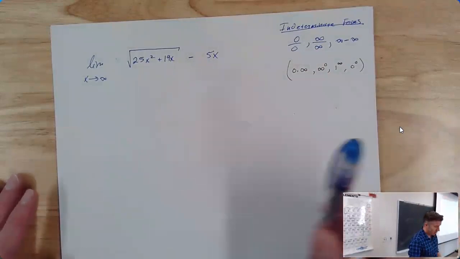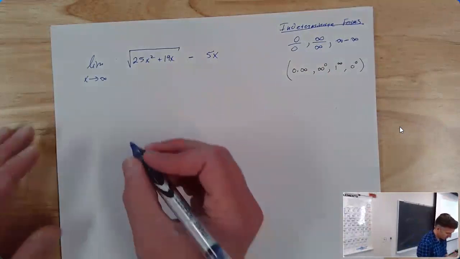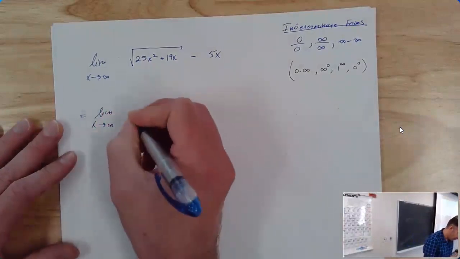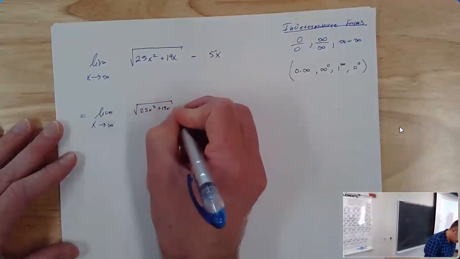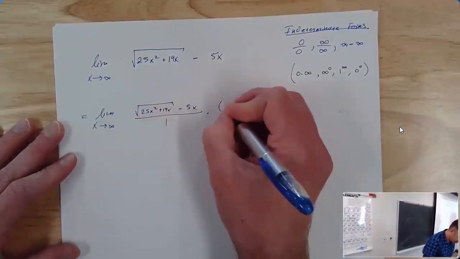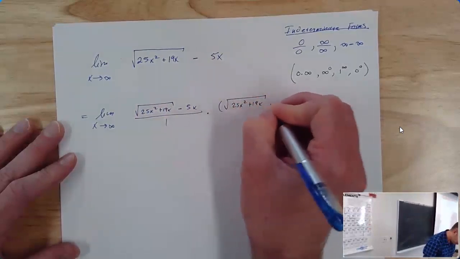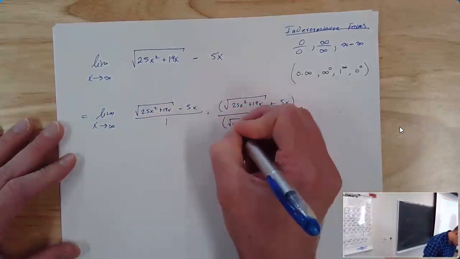Okay. We're going to use our typical kind of algebraic methods here. We can multiply by a conjugate. So we're going to rewrite this as the limit as x goes to infinity of the square root of 25x squared plus 19x minus 5x over 1 times the conjugate. Square root of the same thing plus 5x over the same exact expression.